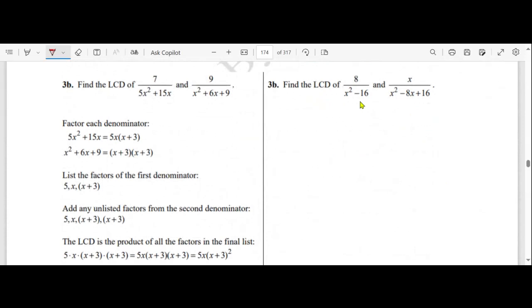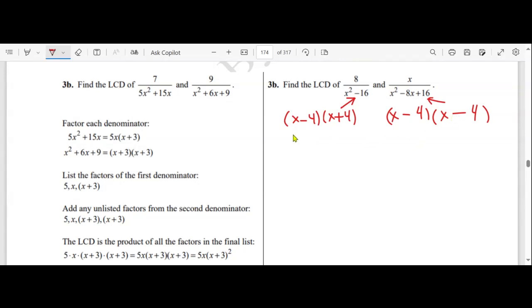Let's go to the next one. What's the LCD here? What's the factor of this? 4 times 4. What's the factor of this? Same, 4 times 4. What's the sign? Positive, positive. Negative, negative.